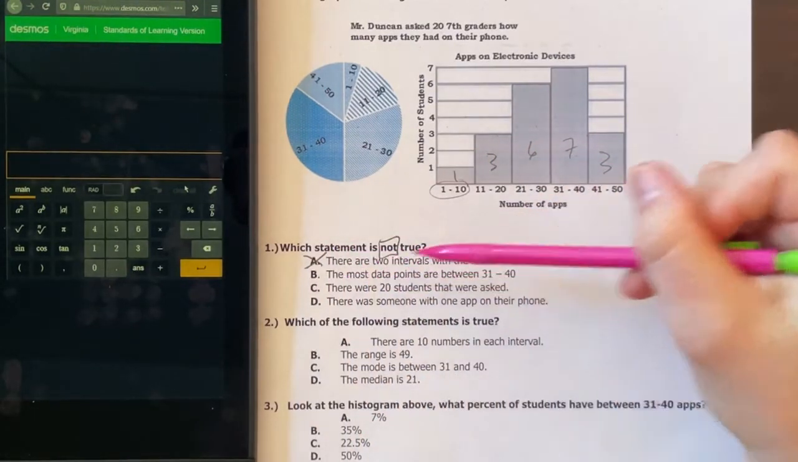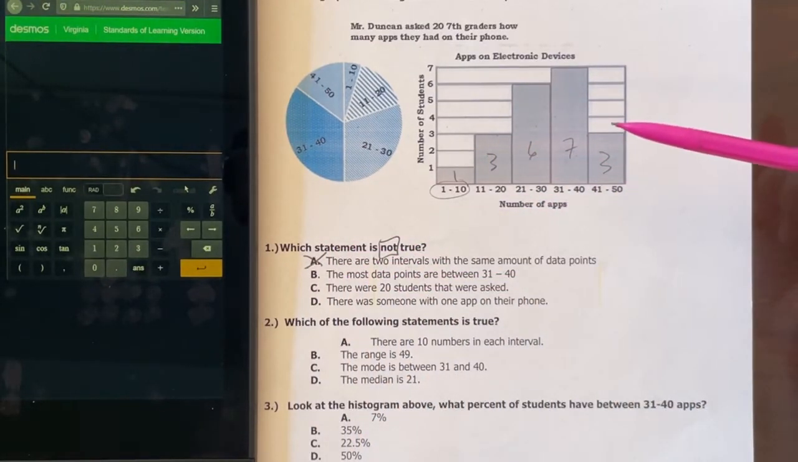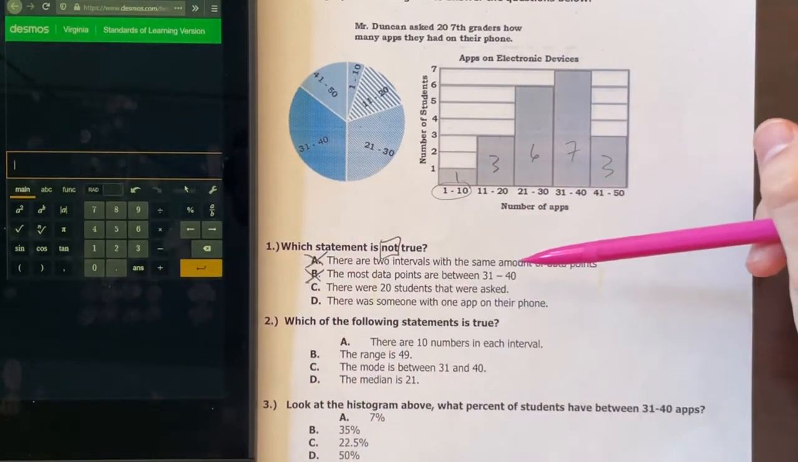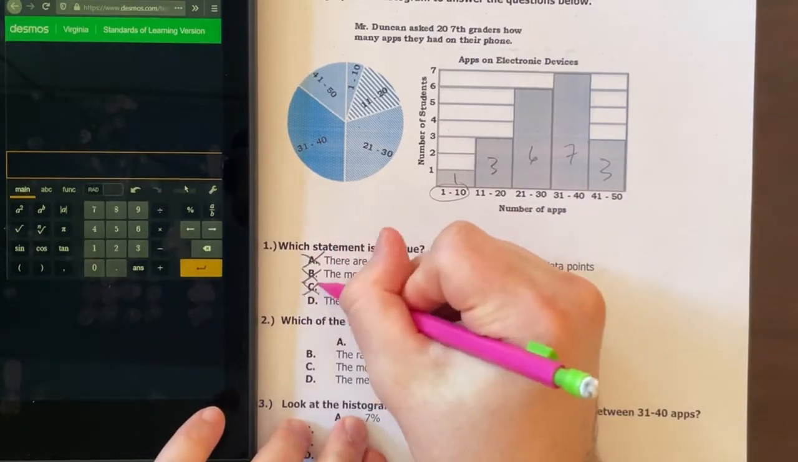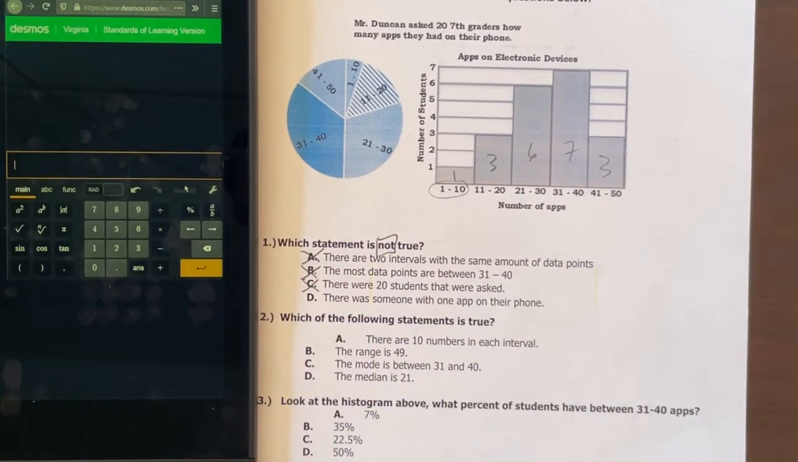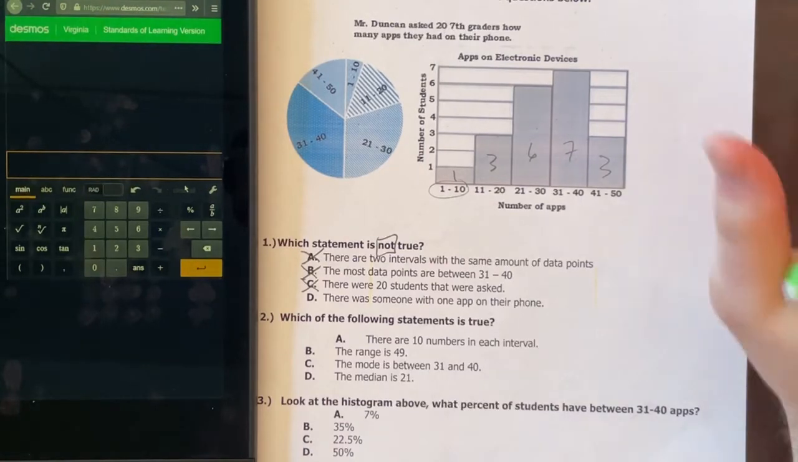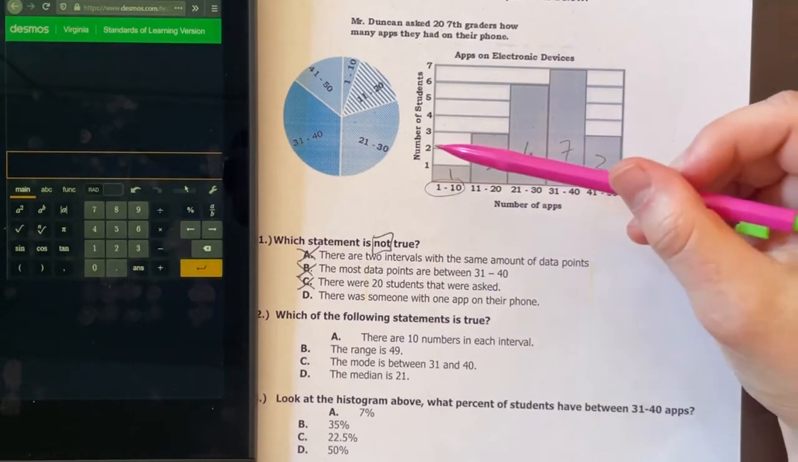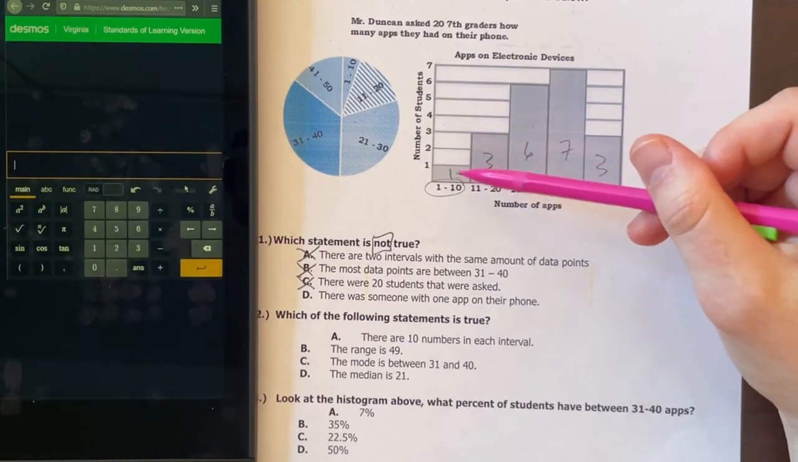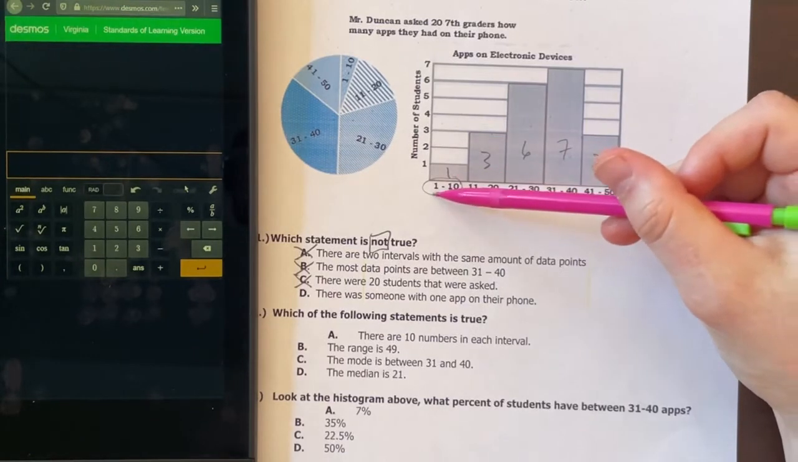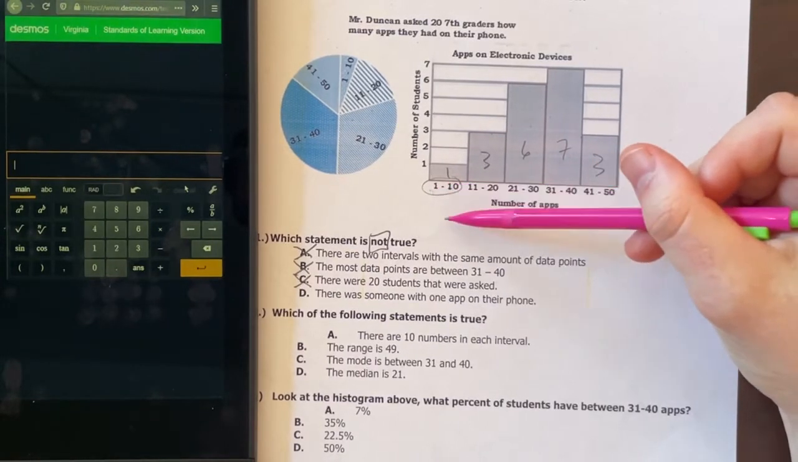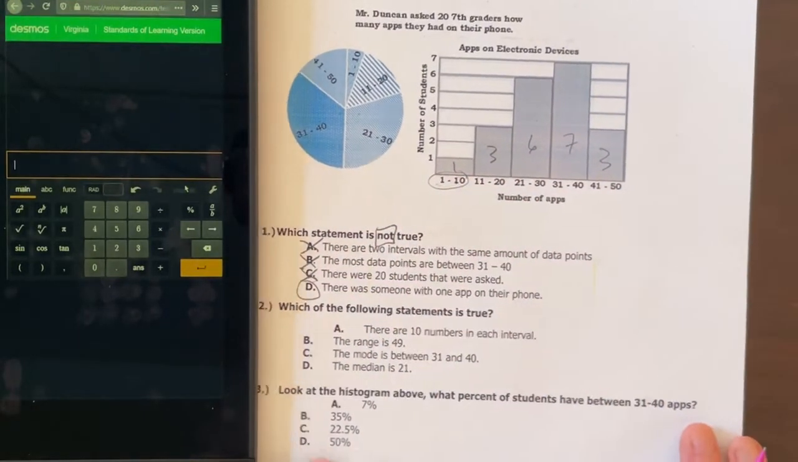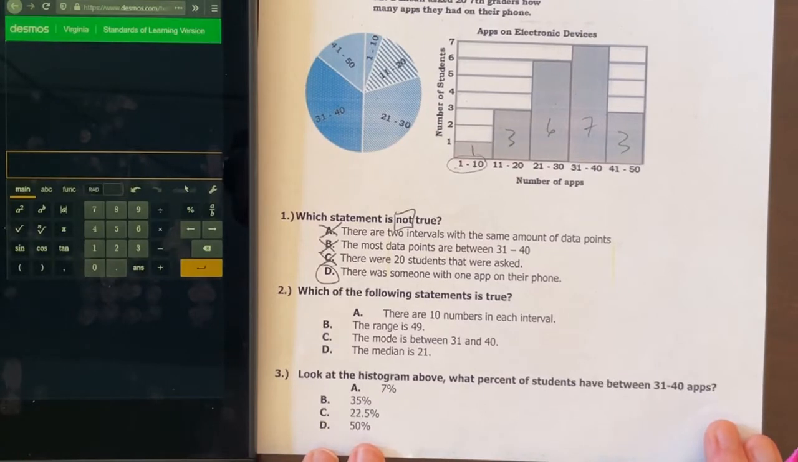For B, it says the most data points are between 31 and 40. That is true, again using that histogram. 20 students were asked. That's given. And there was someone with 1 app on their phone. Now, a lot of people are going to say, hey, I see a 1 there. That's true. However, it's saying that there is 1 person that has between 1 and 10 apps. So they could have 5 apps and there's only that 1 person. So that's why we can't claim that as being true.